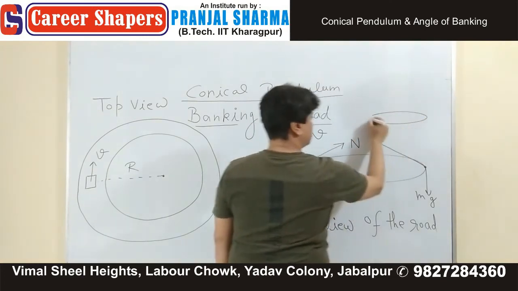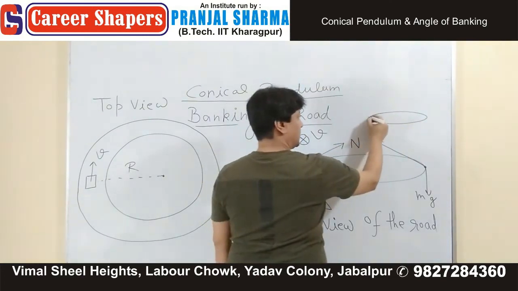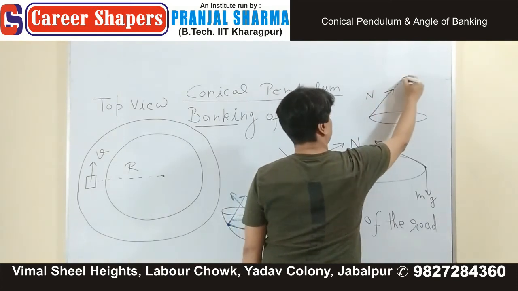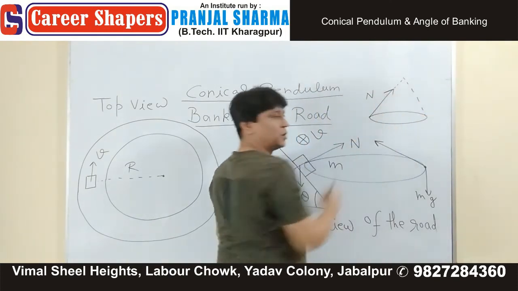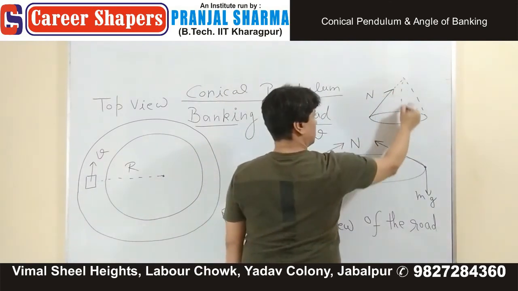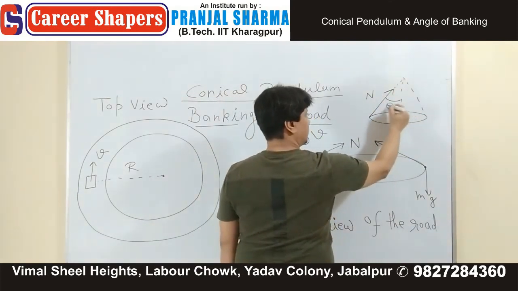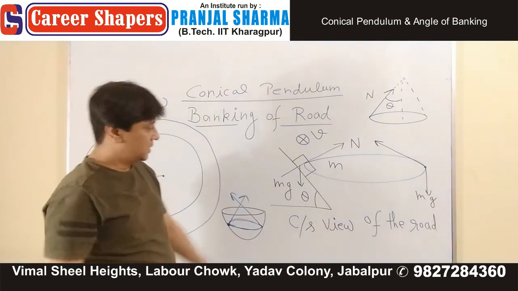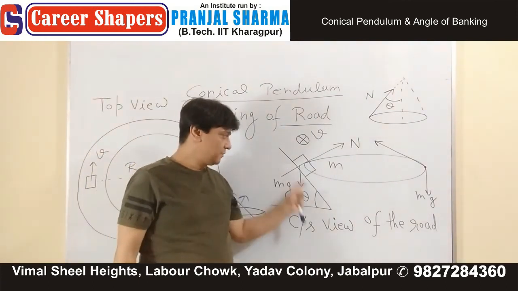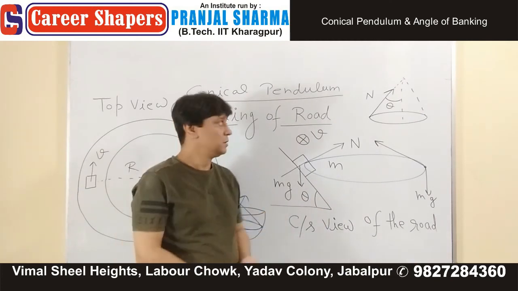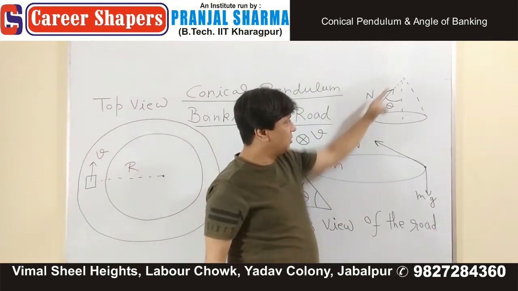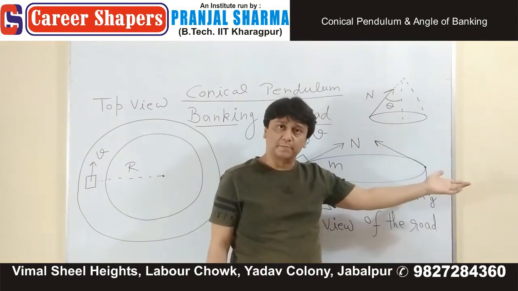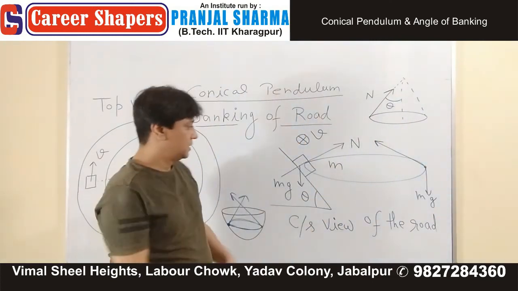This is the circular track. N is acting this way. This is your cone. This angle is theta. Now how come this is theta? Theta is angle of the road with horizontal. Theta is angle of normal reaction with vertical, and they both are same. Why? इसलिए.